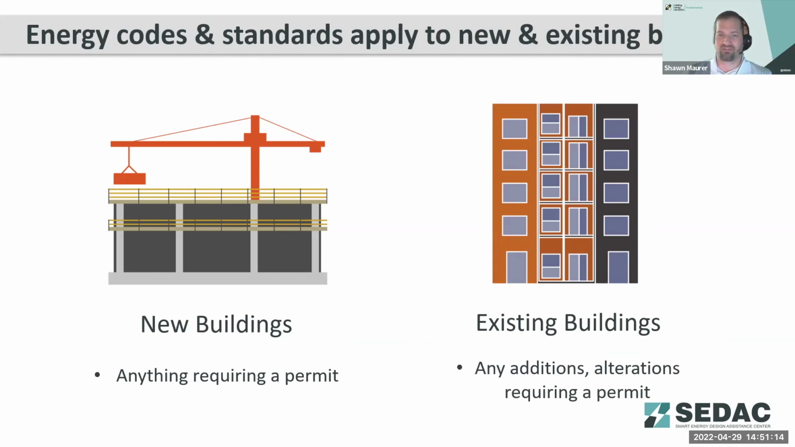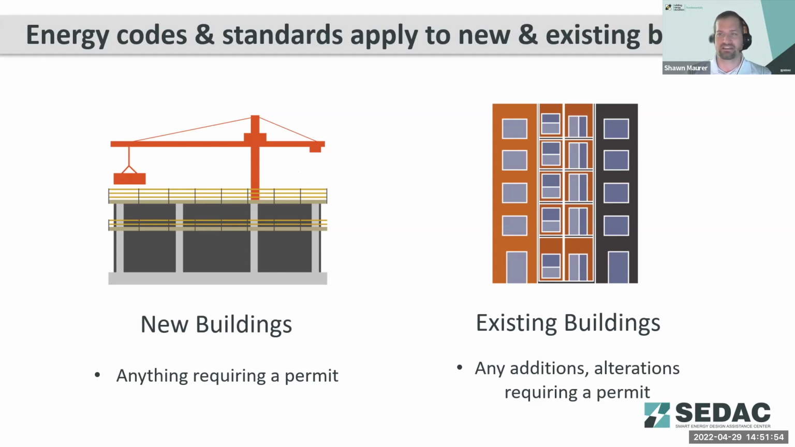The codes also specify different requirements for existing buildings versus new buildings. For new buildings, it's going to be pretty much anything that requires a construction permit. Obviously, you're starting from a base blank slate there. And so all the requirements of the energy codes would apply to a new building. Where existing buildings, again, the energy code is triggered by the requirement for a permit, but its additions, alterations, or changes of use or occupancy type in an existing building are going to trigger energy code requirements.